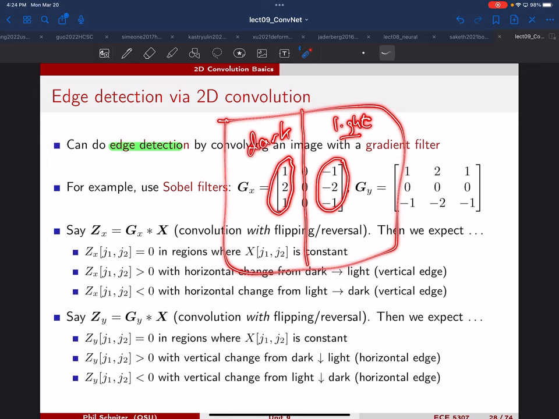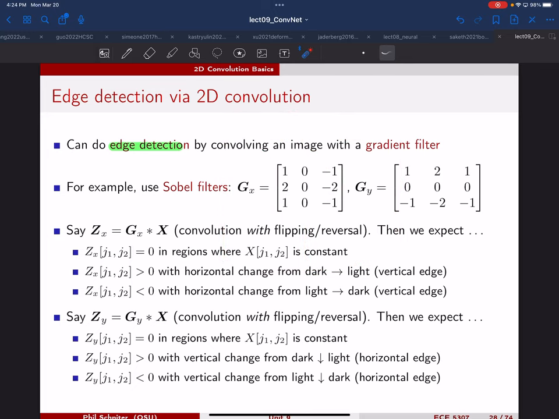If you're doing convolution, then you have to remember to flip and reverse this guy. So actually, it ends up being the opposite. So since we're focusing on convolution in this slide rather than correlation, if we have a horizontal change going from dark to light, as I just described, then that would be for a vertical edge, and you would notice that the output of the filter should be positive. On the other hand, if you have a horizontal change going from light to dark, the output should be negative.